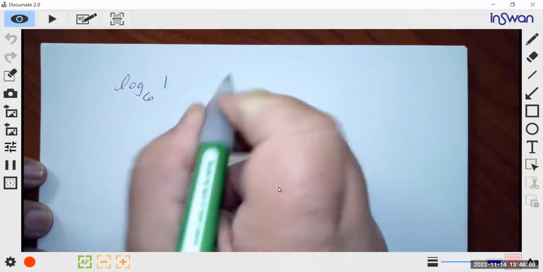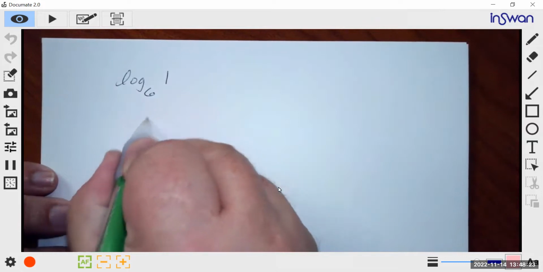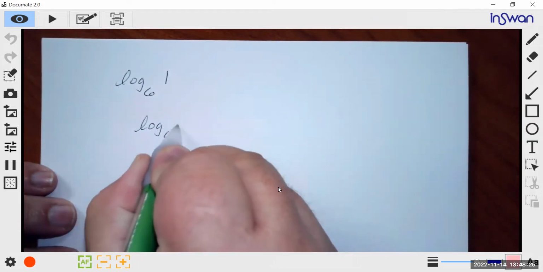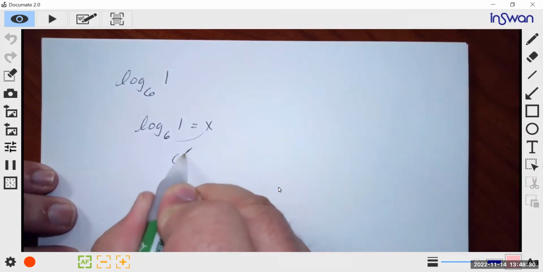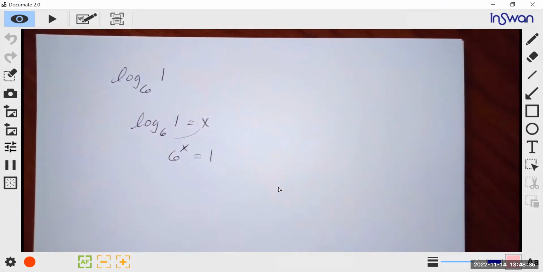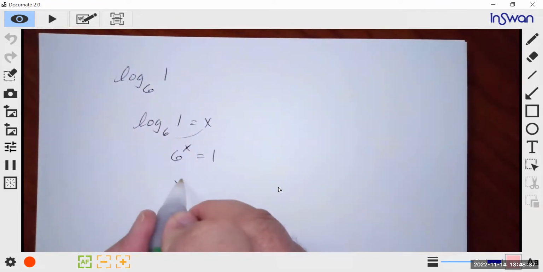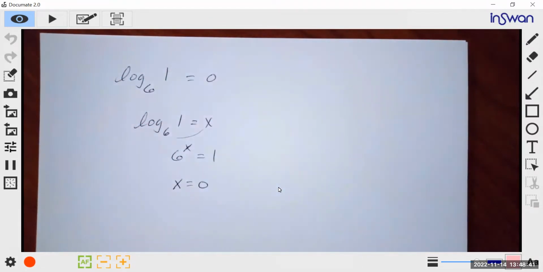Log base 6 of 1. Work it out. So you would do 6 to the x equal to 1. Nope. Anything to the power of what makes it equal 1? Right. That's over.